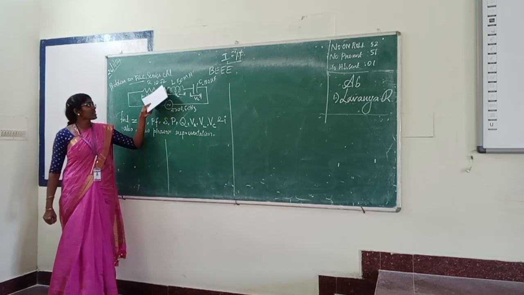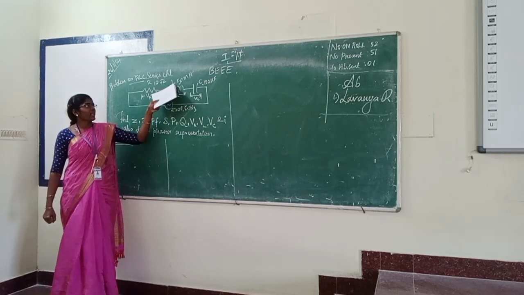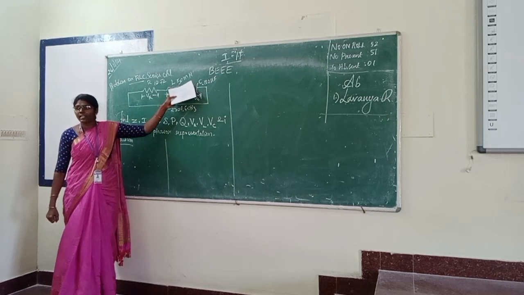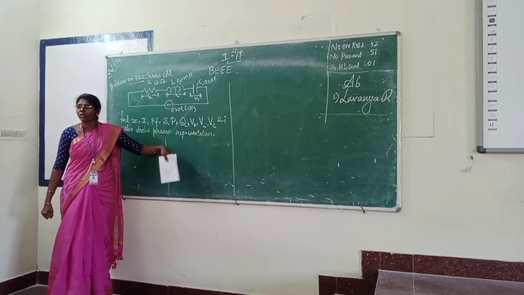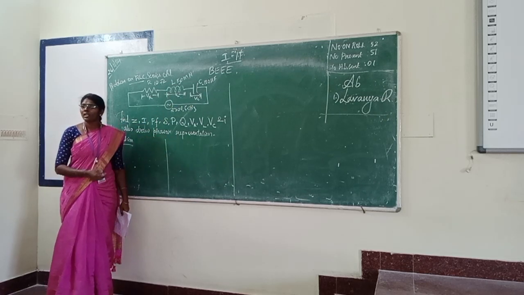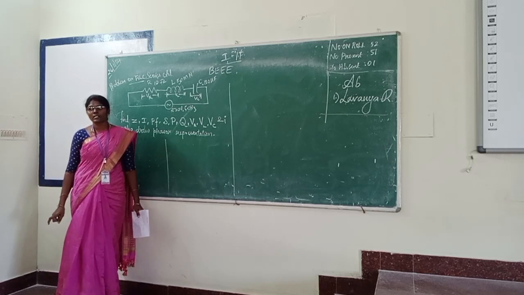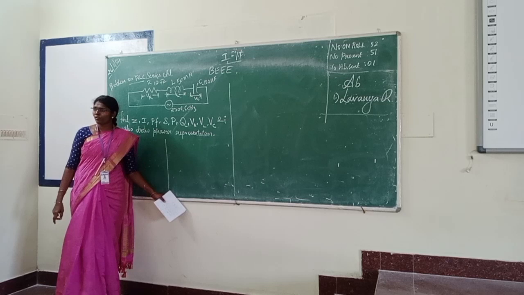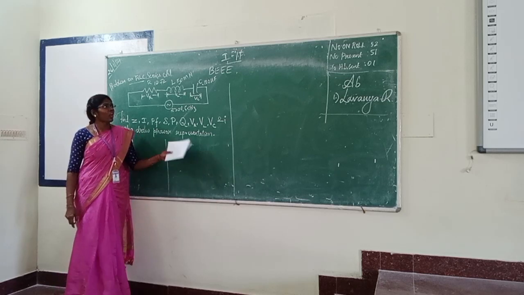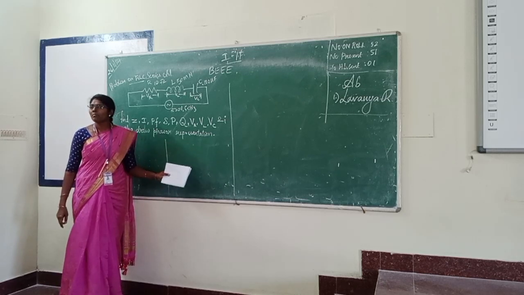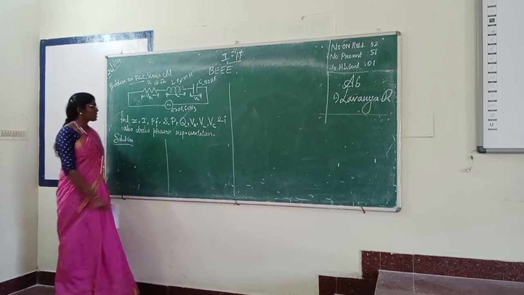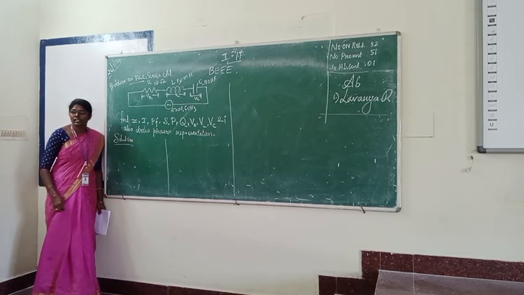The R unit is taken in ohm, and the inductance L unit is Henry, but here it is given as millihenry. So what you have to do is multiply by 10 to the power minus 3. And what is the unit of capacitance? That is farad. Here it is microfarad, so you have to multiply by 10 to the power minus 6. First, what you have to find out is Z.